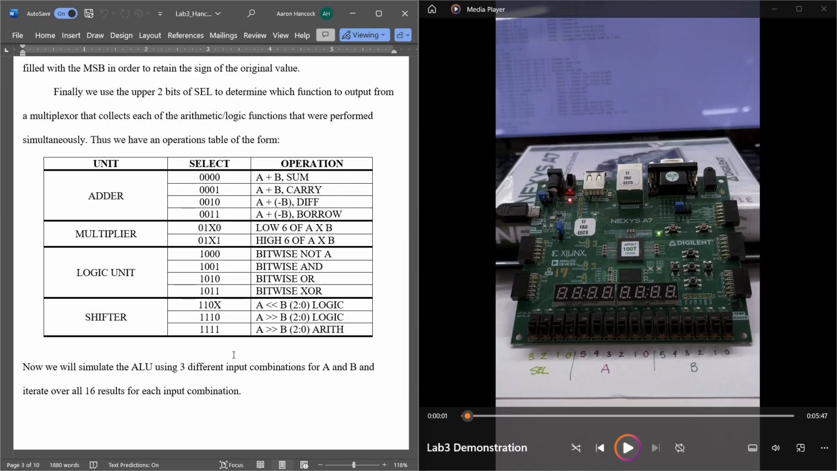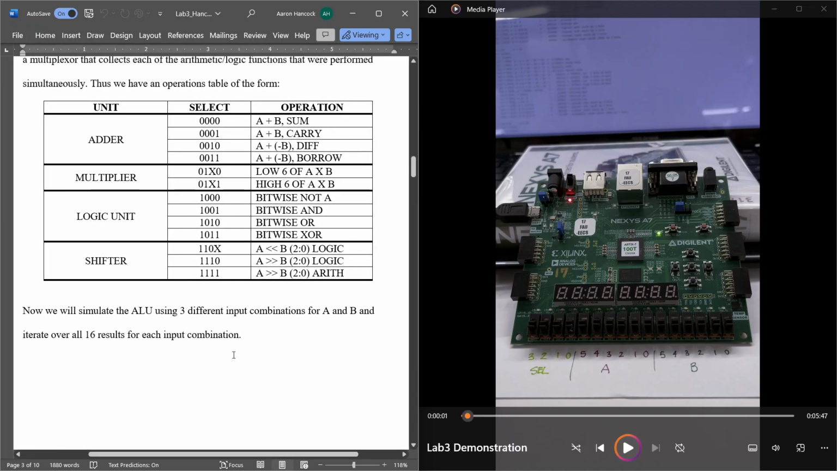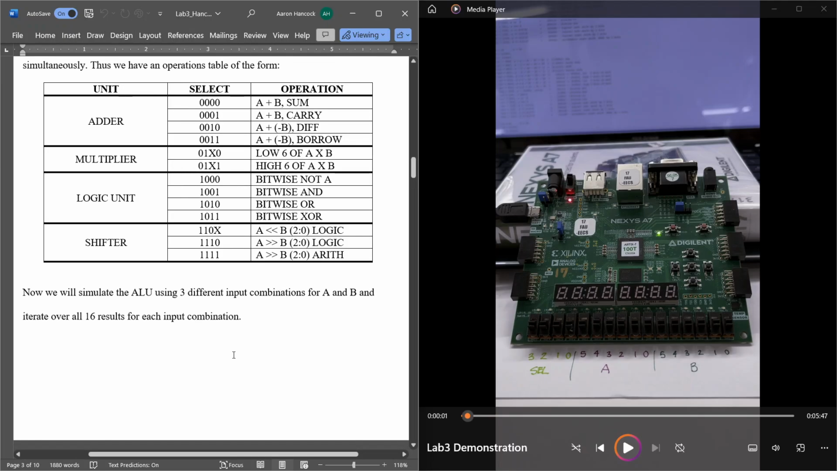For input number 14, we have a logic right shift. The difference between a logic and an arithmetic shift is that a logic shift will pull in zeros, and an arithmetic shift will pull in the most significant bit to retain the sign of the number. And so wrapping that up, for input 15, we have an arithmetic right shift of A by B bits.